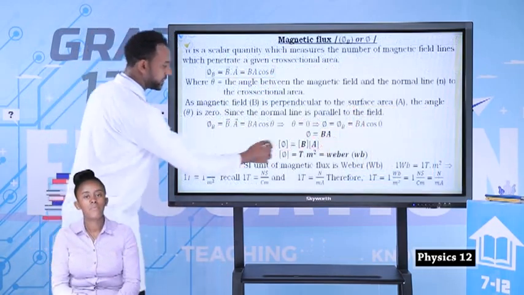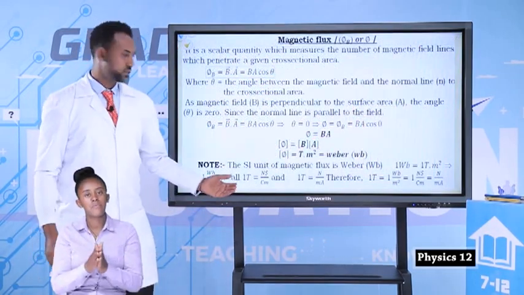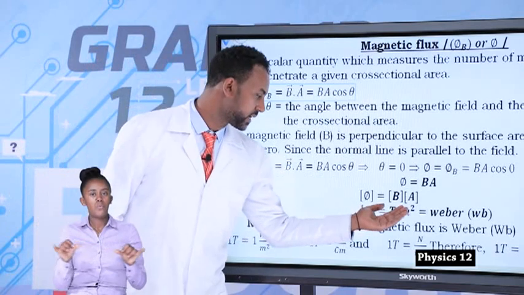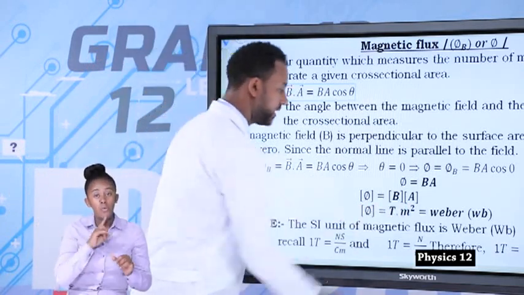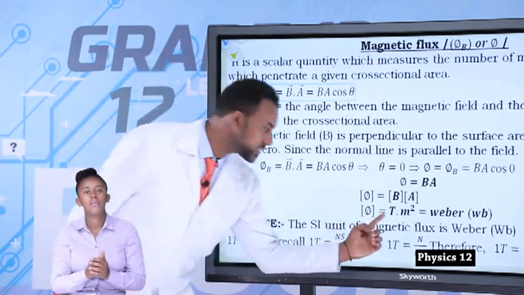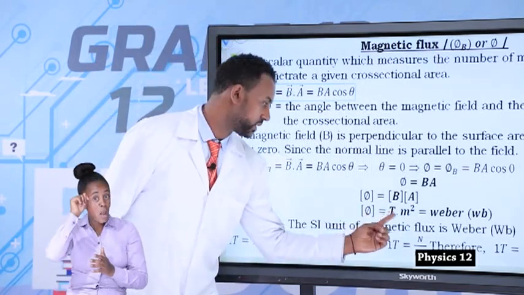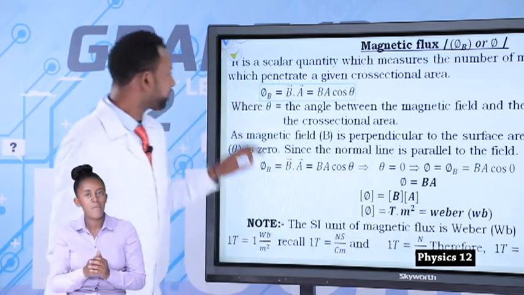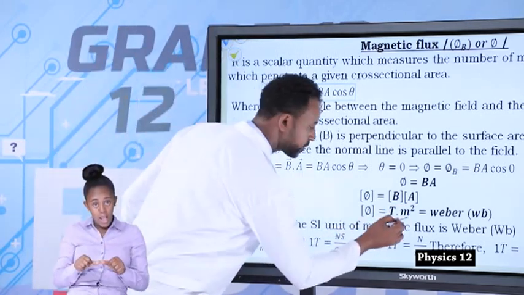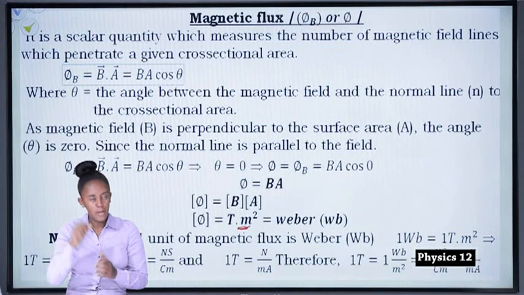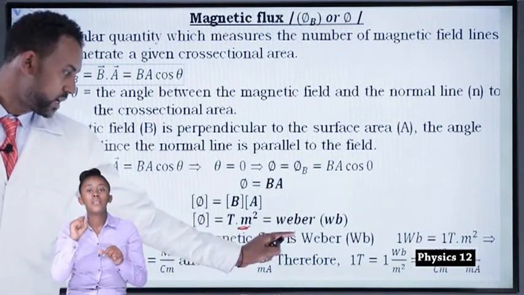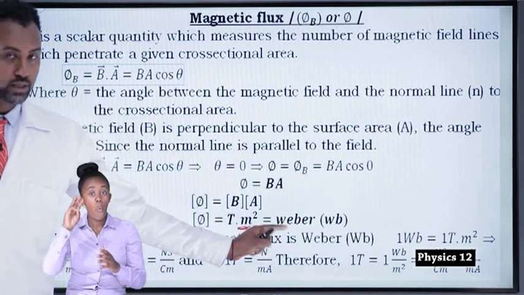Now let's try to determine its unit. What is the unit of magnetic flux? The unit of magnetic flux can be given from the unit of magnetic field and the unit of cross-sectional area. The unit of magnetic field is Tesla, as we have already previously mentioned. The unit of area is meter squared. So what is the SI unit of magnetic flux? The SI unit of magnetic flux is Weber, in honor of Wilhelm Eduard Weber.